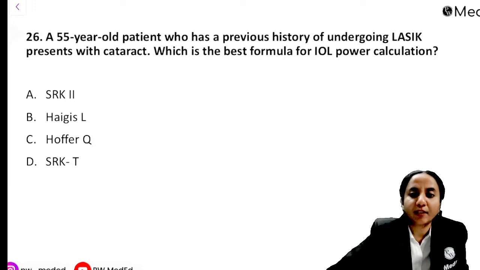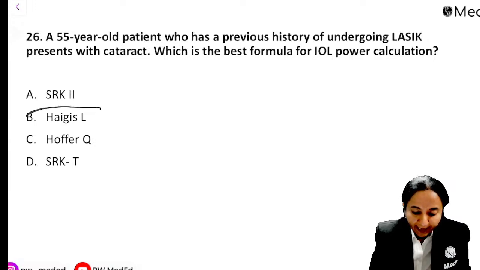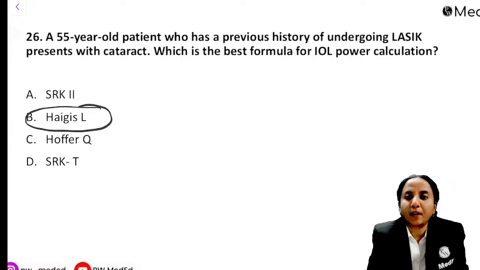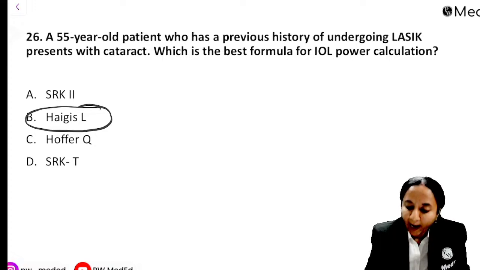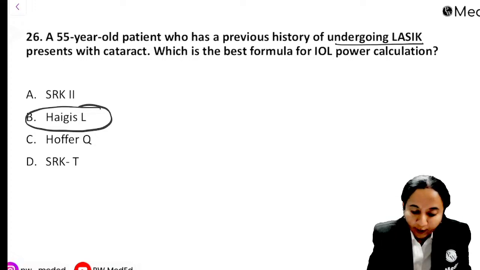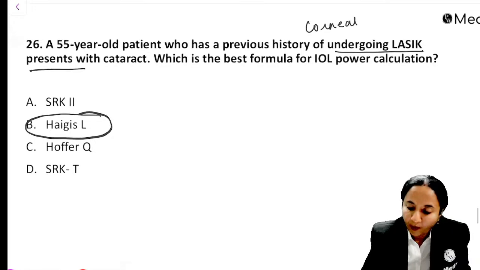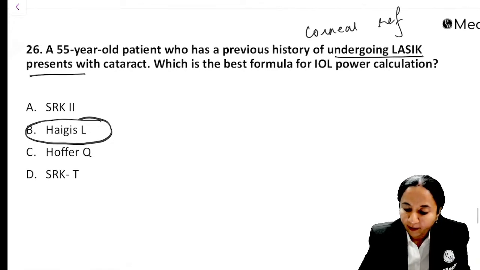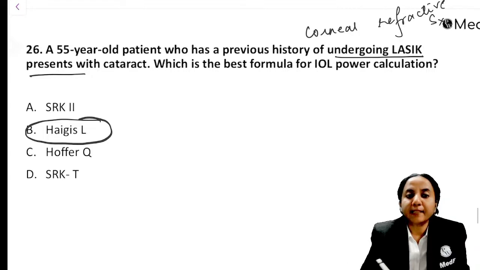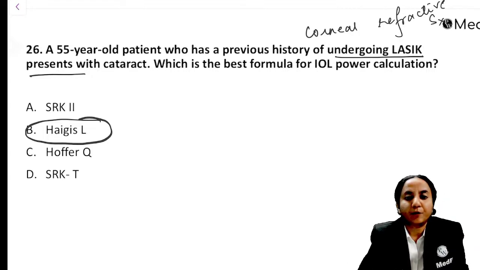Correct. It is Haigis-L. Haigis-L is the formula that is to be used here. Why? Because the patient has undergone a previous corneal refractive surgery. For a patient who has previously undergone a corneal refractive surgery, this is the formula that is to be used.